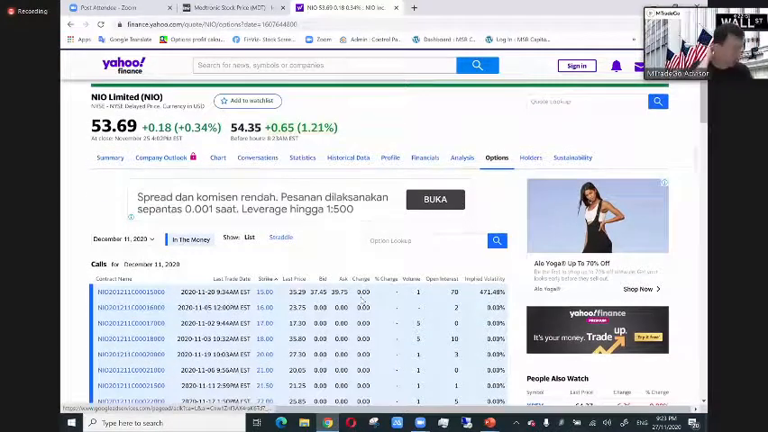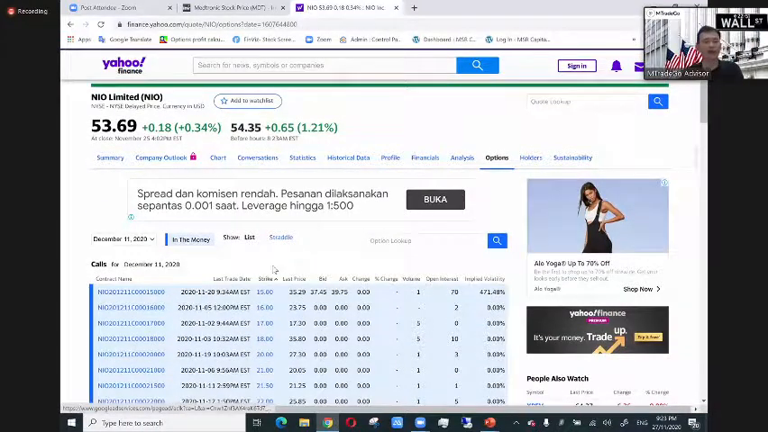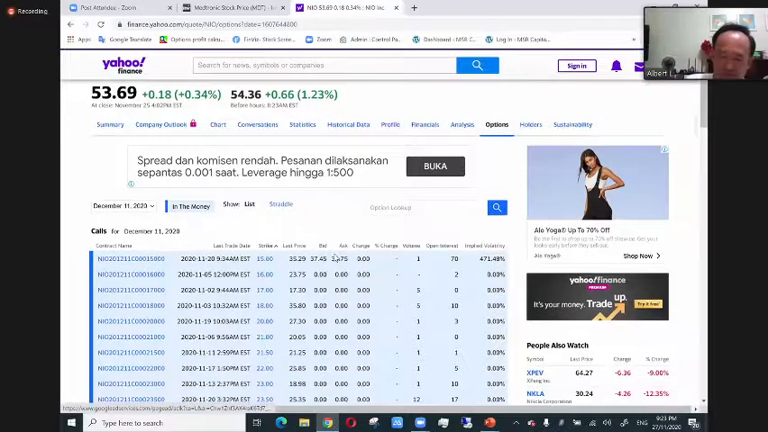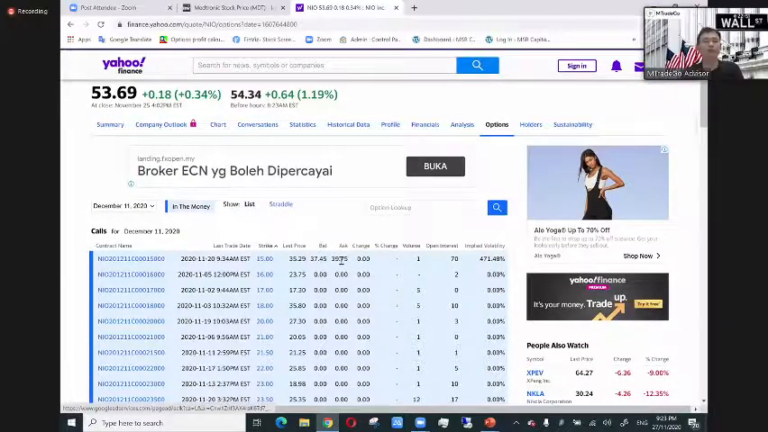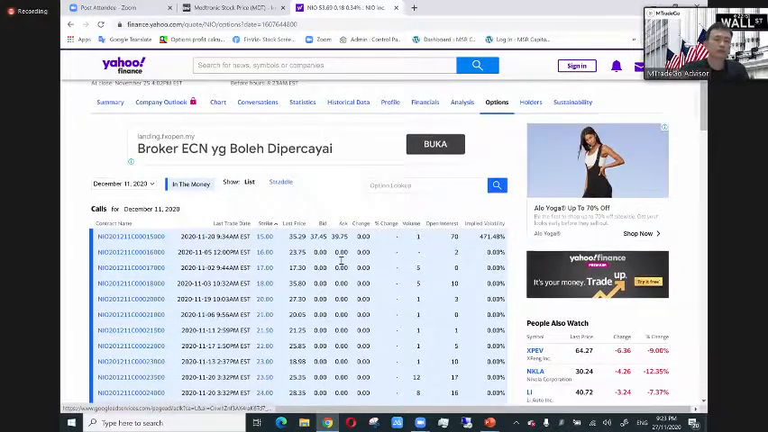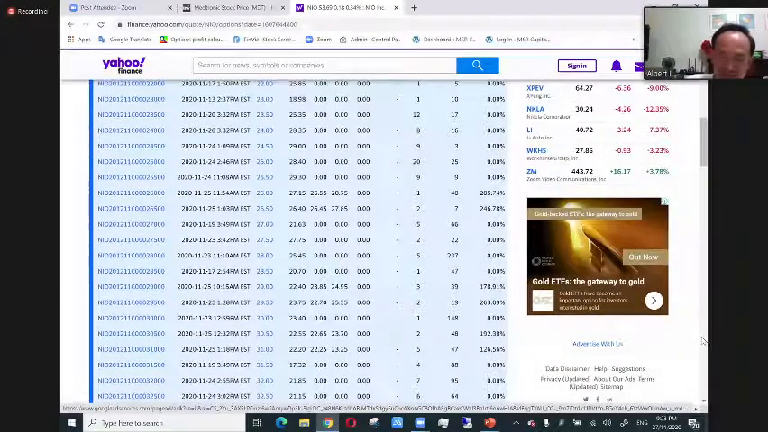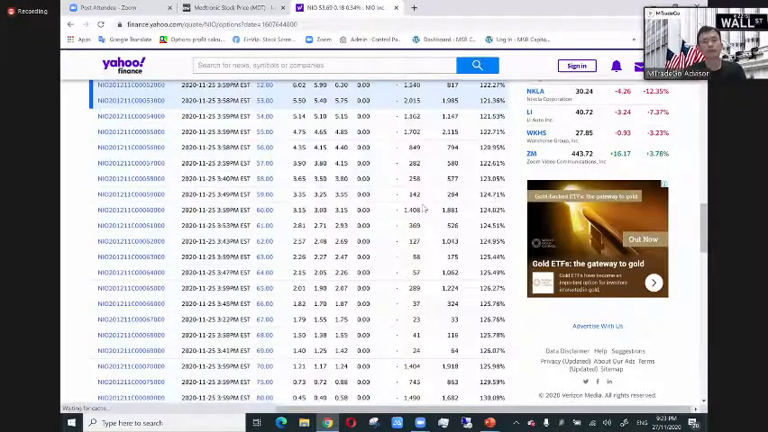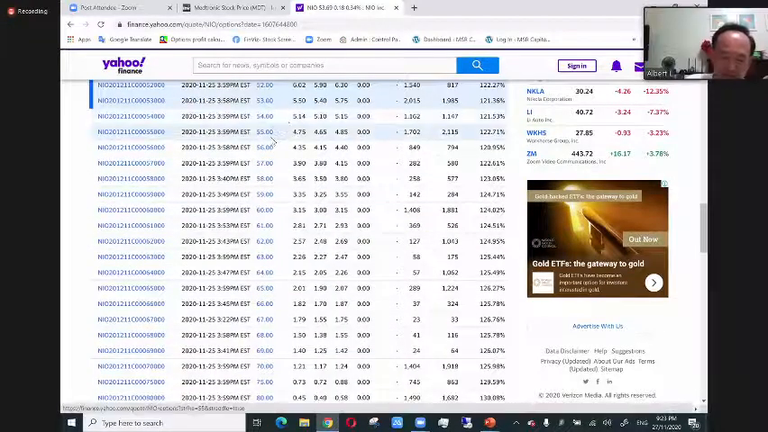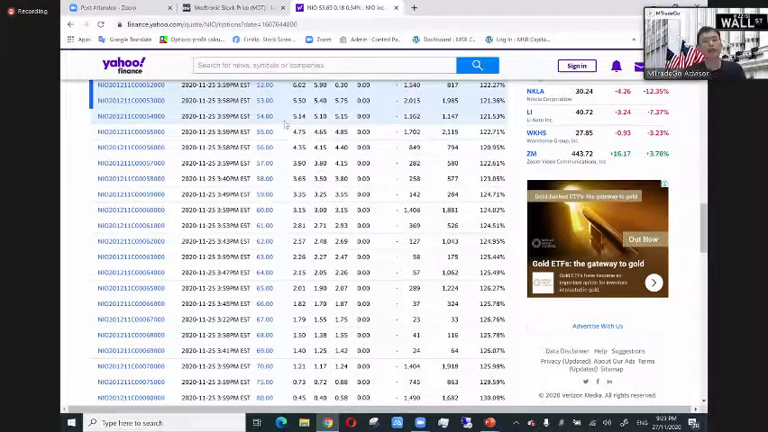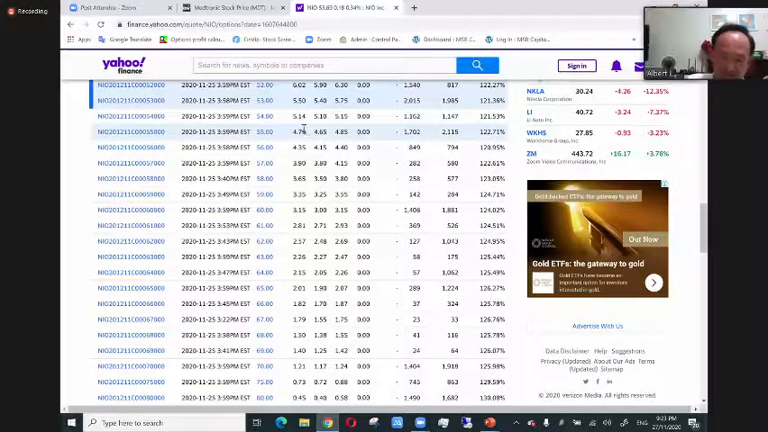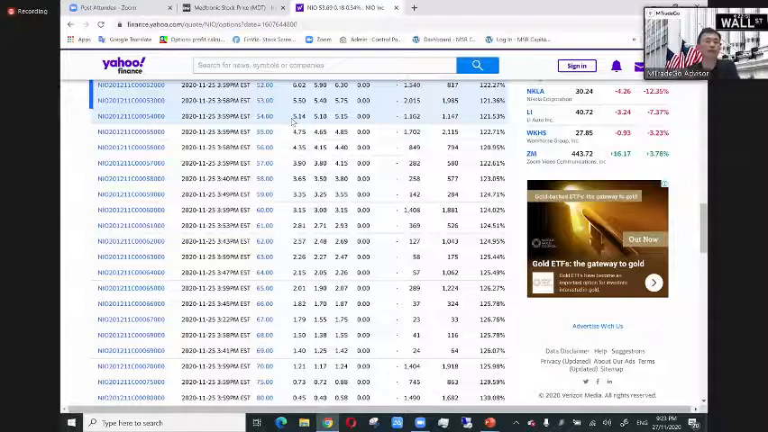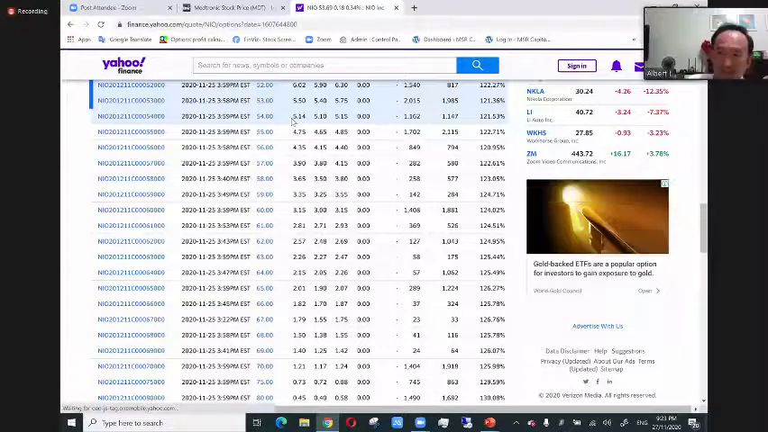So what is the expiring date you want to choose? 40 days or so, 11th of December. I long at 54. So the short call is around up to $5, meaning you actually short at the price you buy. Yes. So take profit when it went up to 56, so I make $2 for the long.